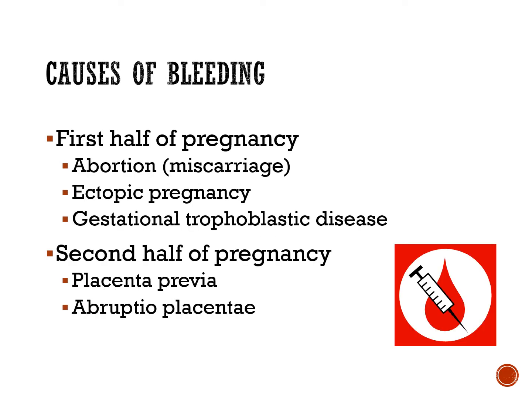So causes of bleeding in the first half of the pregnancy, you're going to look at possible miscarriage or spontaneous abortion. It could be an ectopic pregnancy. It could be gestational trophoblastic disease or the hydatidiform mole. In the second half of the pregnancy, mainly the 3rd trimester, it could be due to placenta previa, where the placenta is covering the cervical opening, or abruptio placentae.